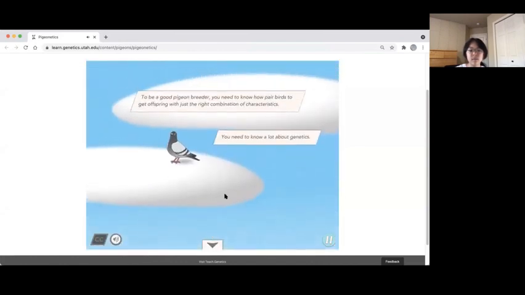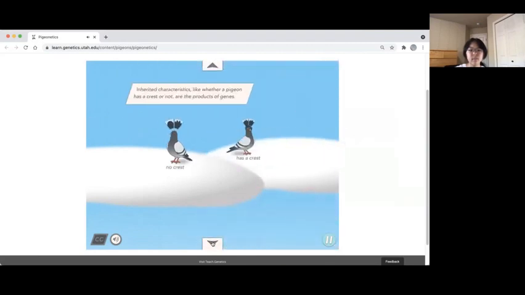To be a good pigeon breeder, you need to know how to pair birds to get offspring with just the right combination of characteristics. You need to know a lot about genetics. This is where I talked about dominance and alleles and all that kind of stuff. Inherited characteristics, like whether a pigeon has a crest or not, are the products of genes.